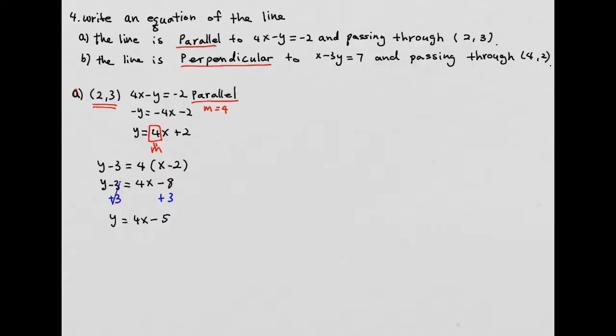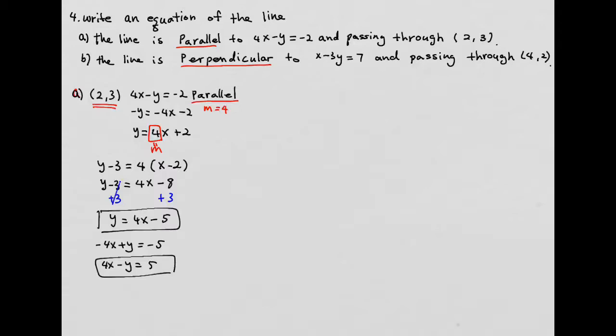This is the solution, the equation that will be parallel to the given equation and passing through 2 and 3. If I wanted to write this in standard form, I need to move x to the other side, which is going to be negative 4x plus y equals negative 5. But then you need to multiply by negative throughout the equation, so you make the first number positive. So it'll be 4x minus y equals 5. This is the standard form if you wanted to write your equation in standard form.